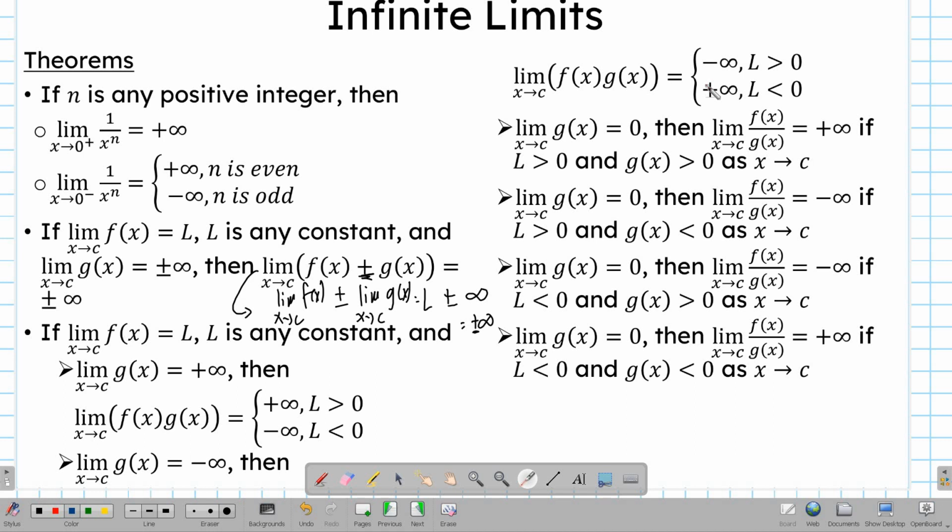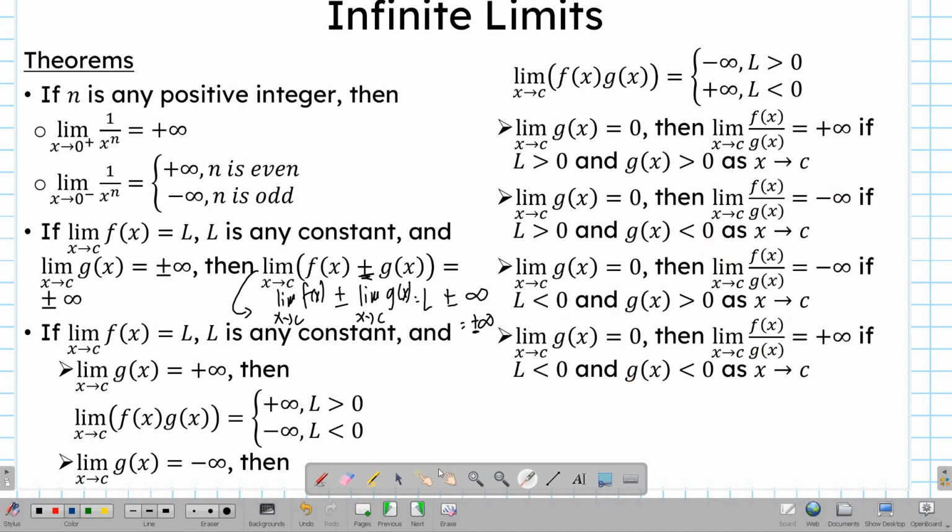The same concept for division also happens with these four. If L is positive and the limit of g of x is 0, but the values are positive when you approach c, positive divided by positive is positive. If L is positive, but the limit of g of x is 0 and the values are negative when you approach c, a positive divided by negative is negative, and so on as well.